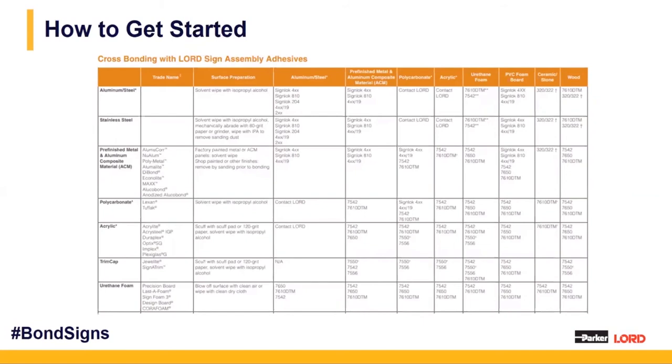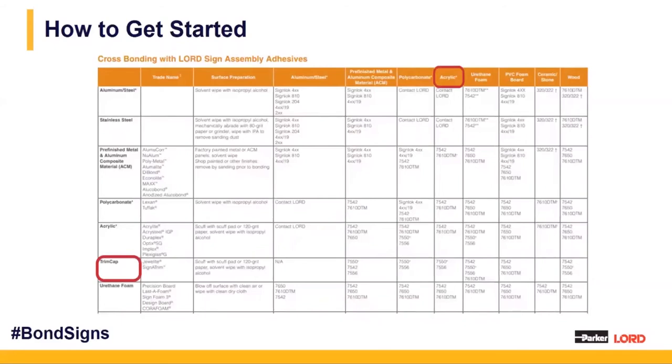A great place to start is our cross-reference chart found in the resources page on www.lord.com/sign. And I've got a little sample of it. This doesn't show all the different combinations, but it's just a little sampling to show you how to read the chart. So to read the chart, you find the first material that you want to bond on the left. And then you follow it over to the right until you find the cross-section with the material you want to bond to.